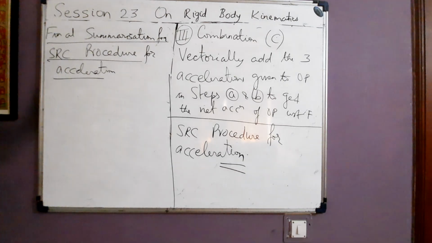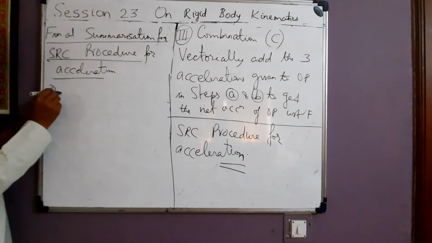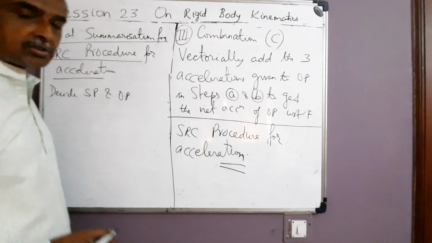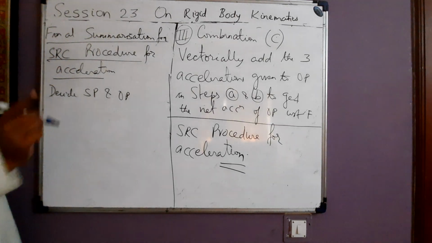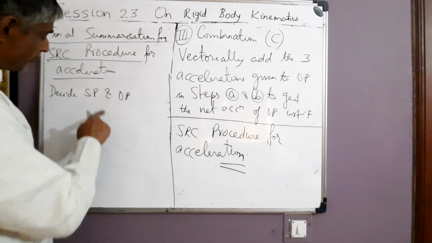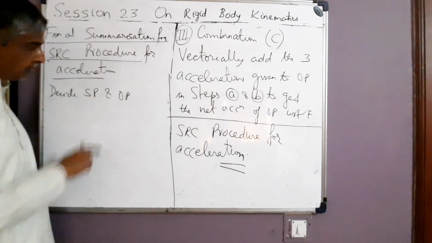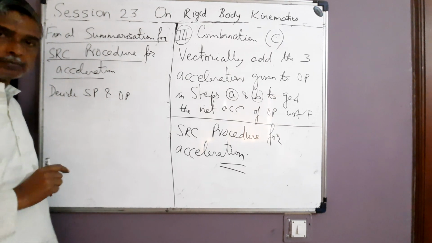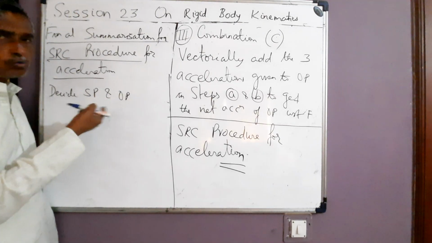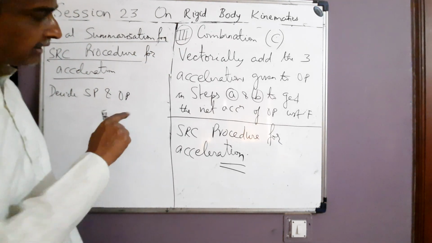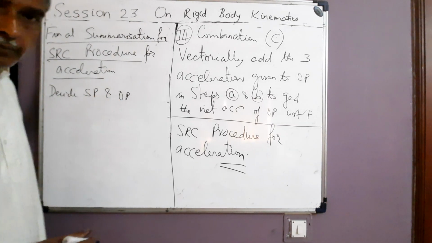First, we'll decide SP and OP, which is the selected point and which is the other point. Now one thing: the acceleration of at least SP or OP must be known. If you want OP, you must know the acceleration of SP. If both are unknown, then this procedure is useless. If one is unknown, the other cannot be found.